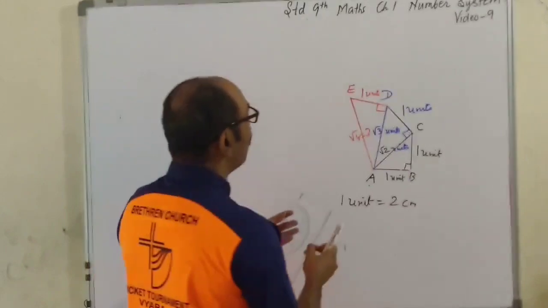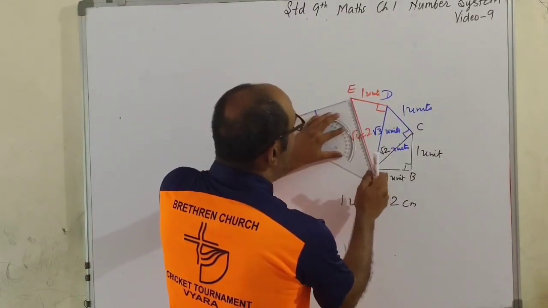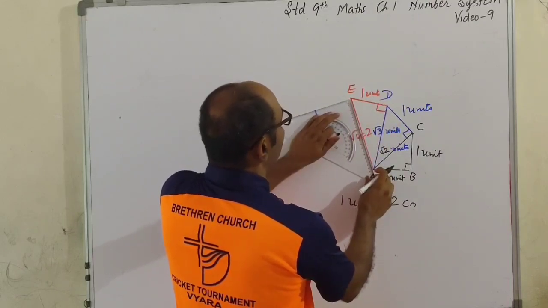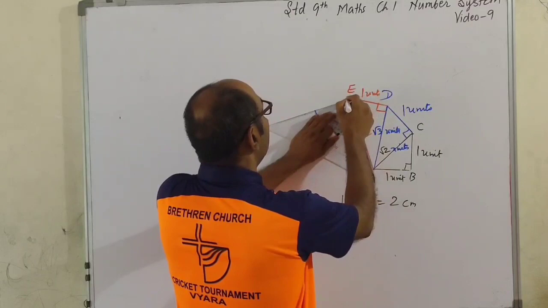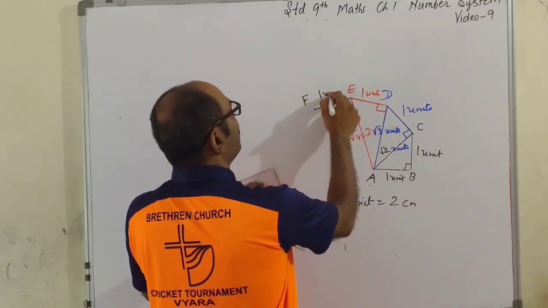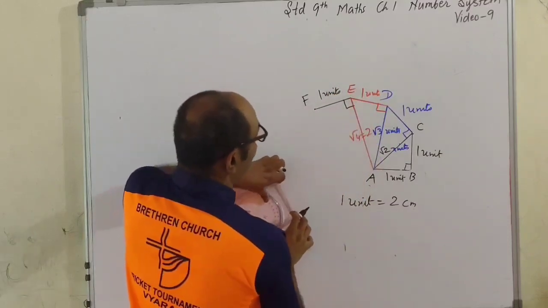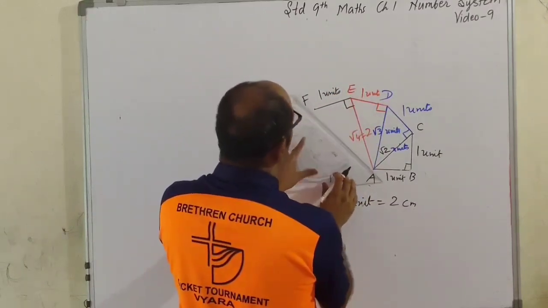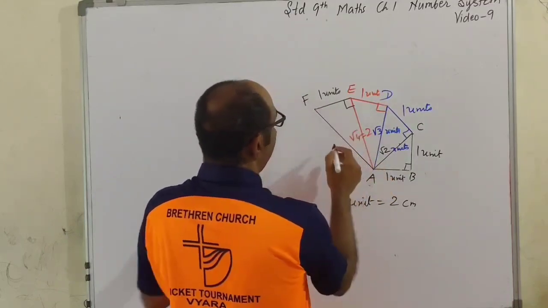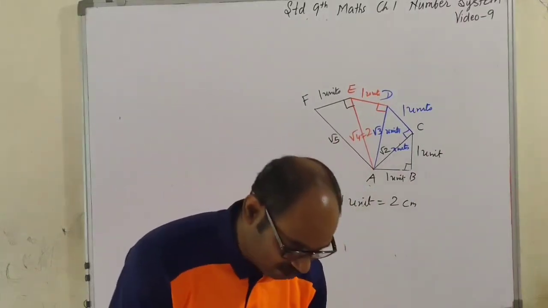Next. So again, draw perpendicular to AE, EF. This is F. EF is 1 unit. EF is perpendicular to AE. So AF is going to be the hypotenuse. And this will be root 5 units. You need root 6 as well.